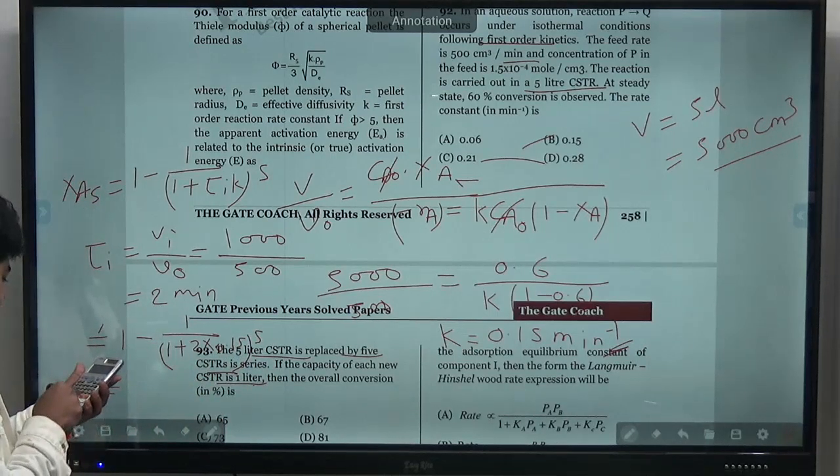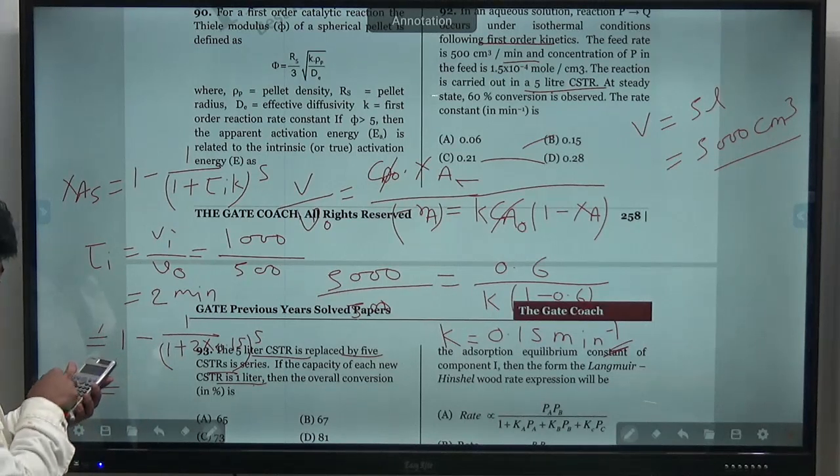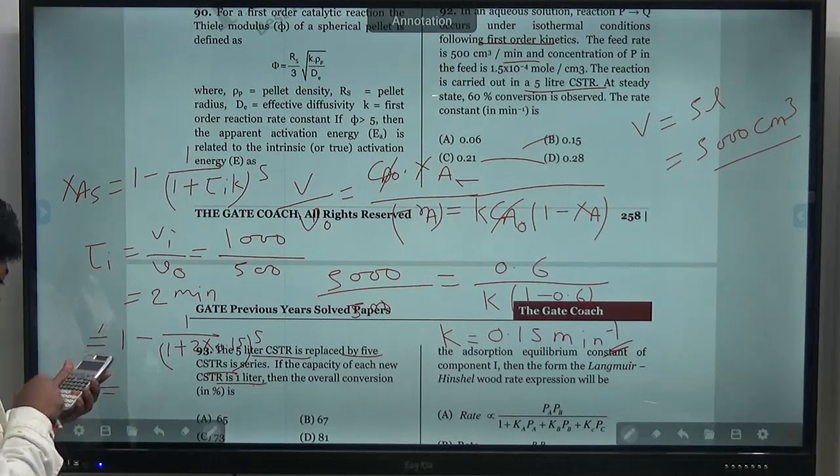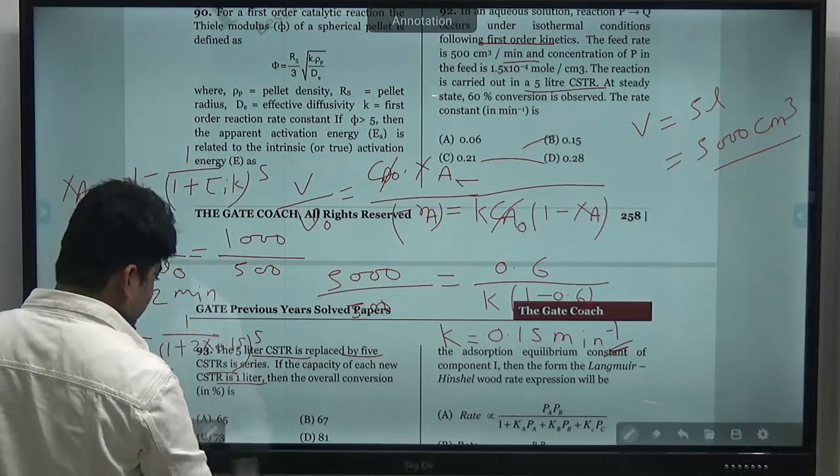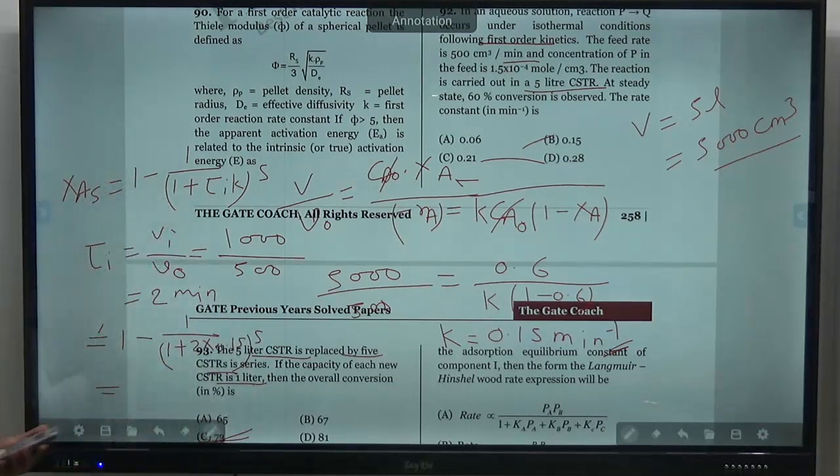Okay, 2 into 0.15 plus 1 power 5. 1 divided by answer. 1 minus answer. 0.73067 means option C, 73. That is your correct answer. Simple.